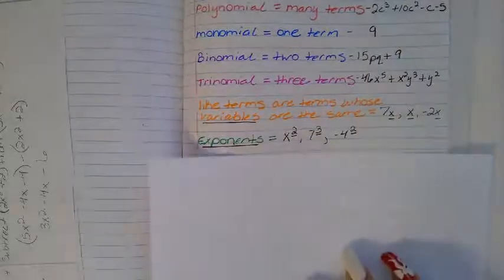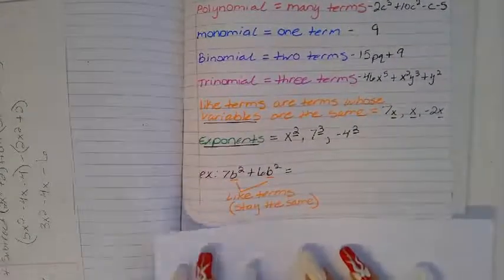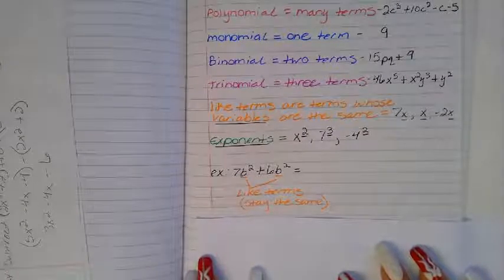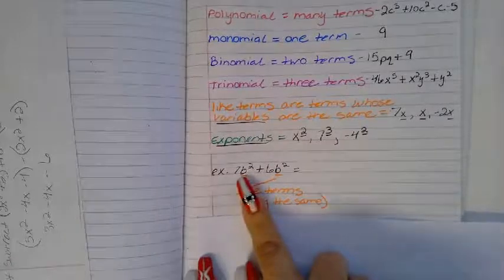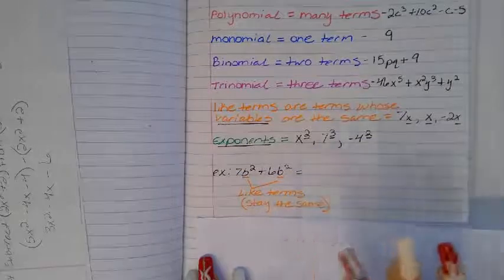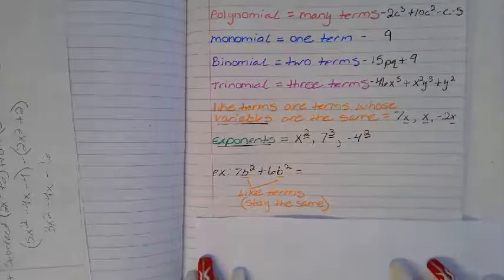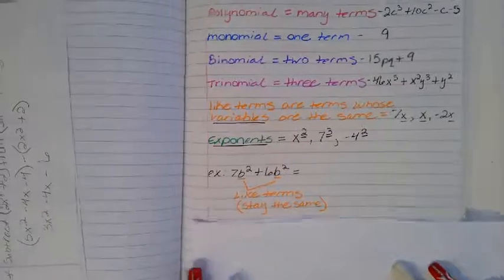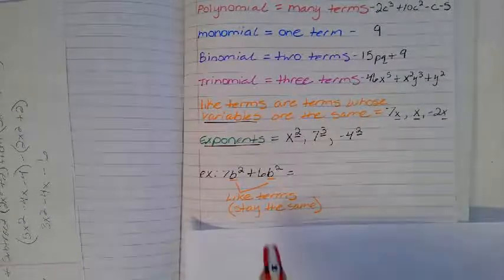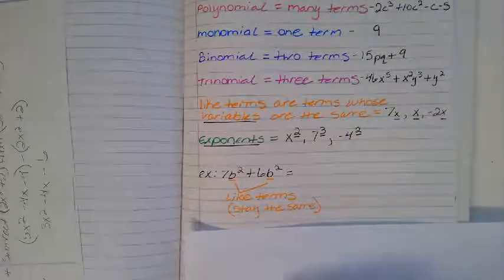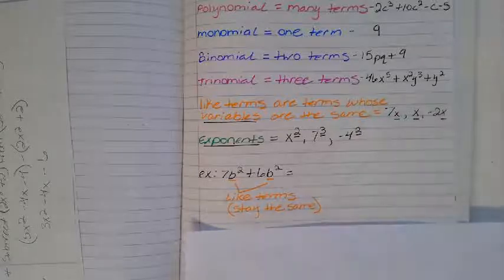All right, so let's look at an example. Okay. So if we have 7b squared plus 6b squared, remember these guys are like terms, and when we have like terms, they stay the same when we go to solve it, or to simplify it. Okay, so write that down first, and then we'll go ahead and work that one out. I wrote it down for every problem just to remind you, but at least write once in your notes: like terms means stay the same.